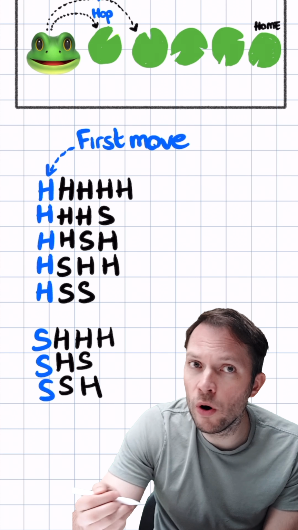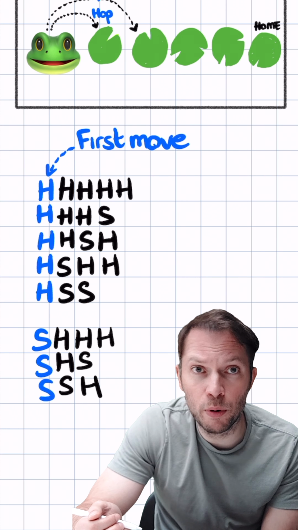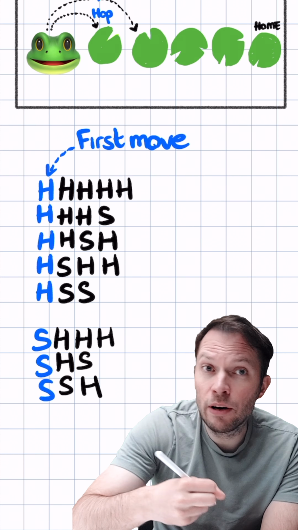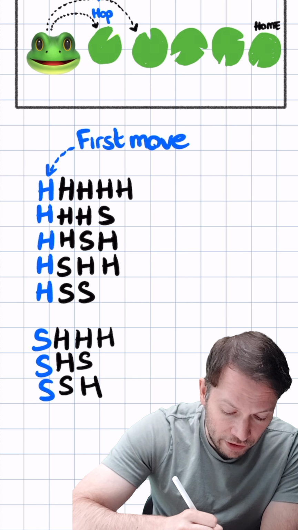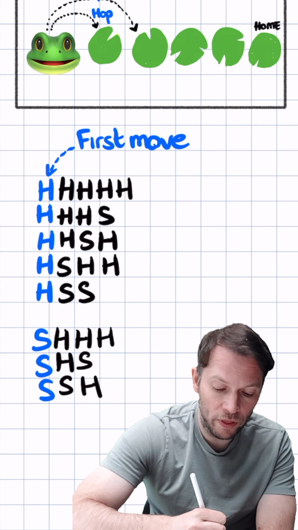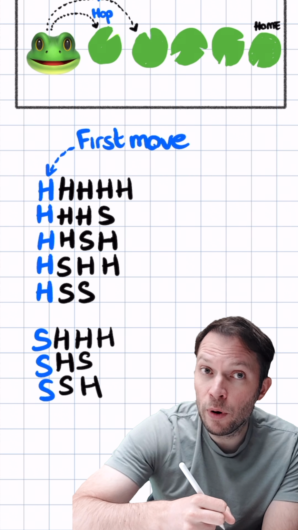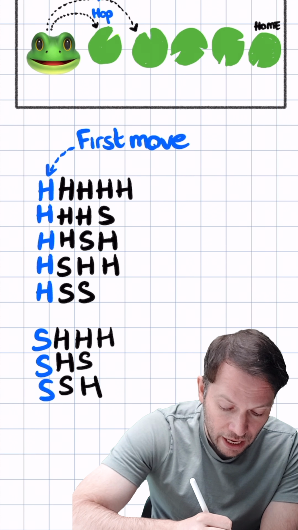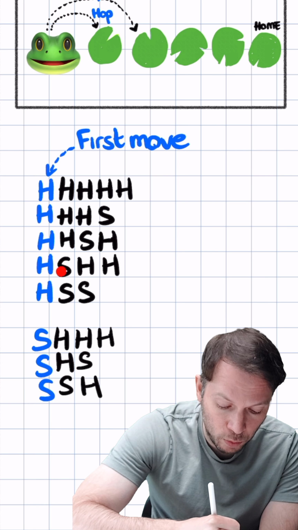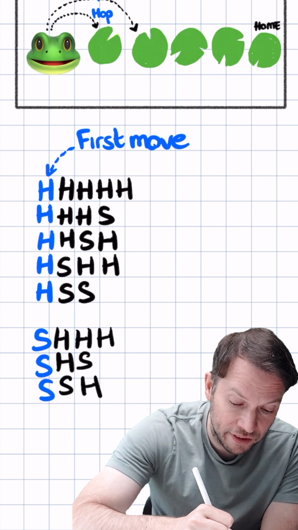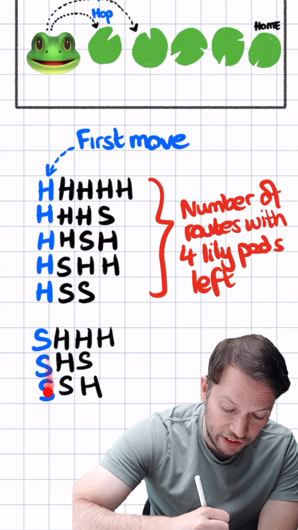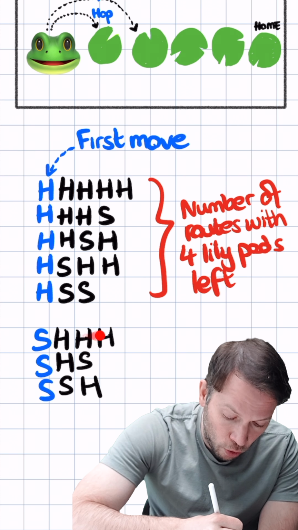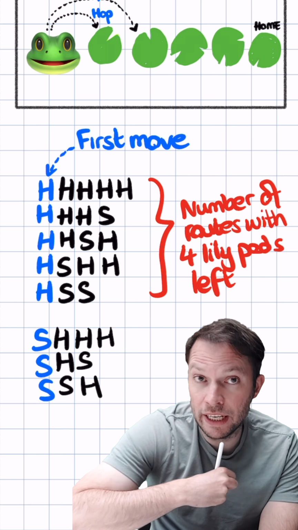But you might wonder, what if we had more lily pads? What if we had, for example, 20 lily pads? How many ways are there of the frog getting home? Now notice that all of the routes either start with a hop or they start with a skip. Now, if the frog starts with a hop, then it has 4 lily pads left, and these are all the routes where we have 4 lily pads left. Similarly, if it starts with a skip, then it's only got 3 lily pads left, and these are all the routes where we have 3 lily pads left.